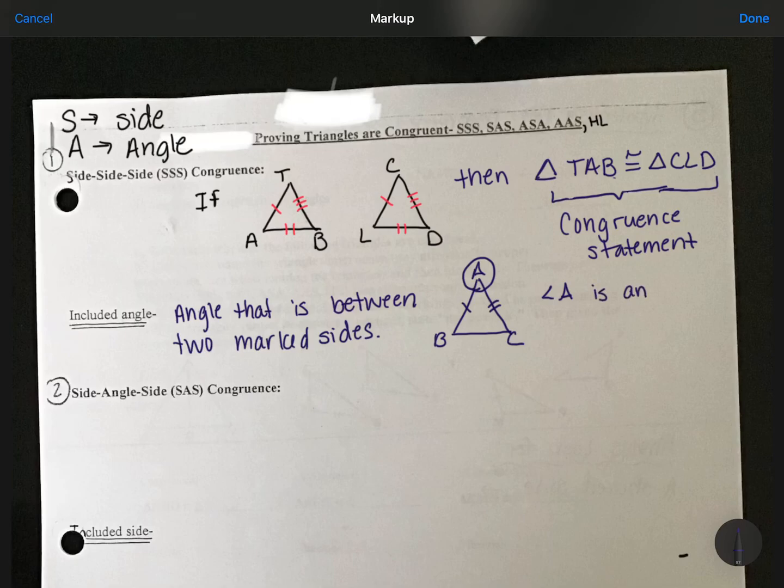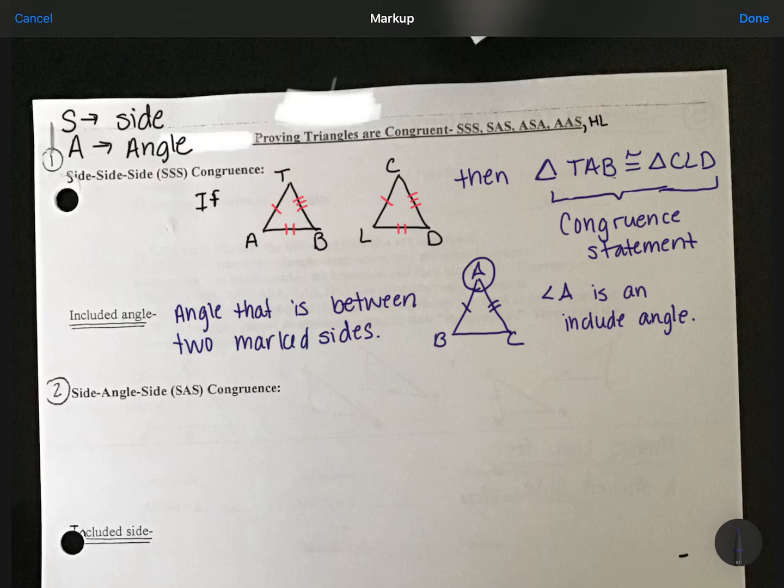All right. I keep thinking included side, and that's coming up, but we're talking about included angle. That is the angle that falls between 2 marked sides. So in this diagram, for example, it would be angle A. And we need to know that so we can talk about side, angle, side.